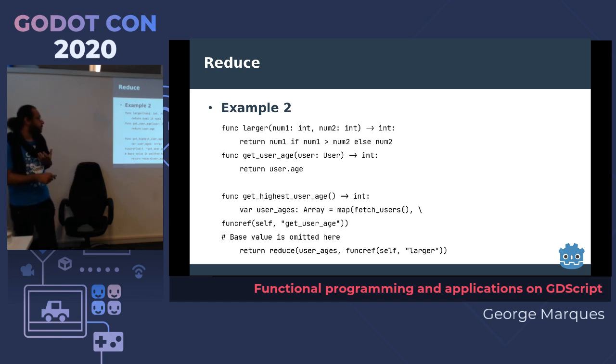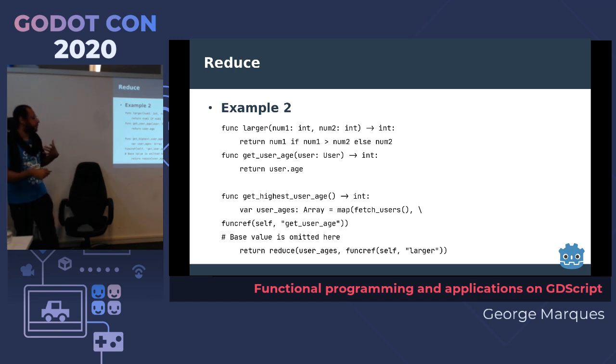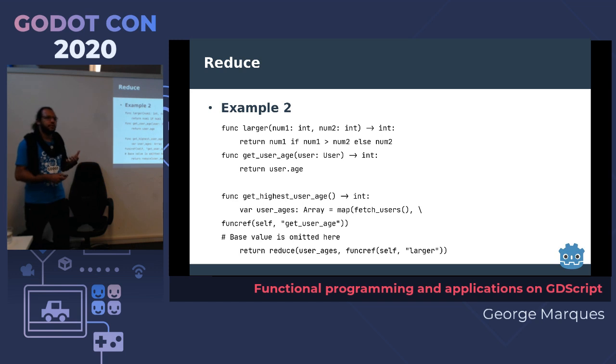You map the users with the get user age. So now you have the array of users, and you map get user age. Now you have an array of ages. So now you can reduce this array of ages with the larger function. So you get the largest age that you have in your database. And again, it's quite easier to follow because the names of the functions make it easier. I would just fetch users, get user age of each, and then get the larger num. So I know this is the largest age in the database.